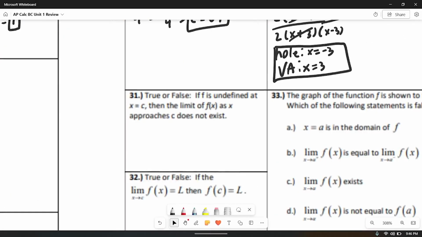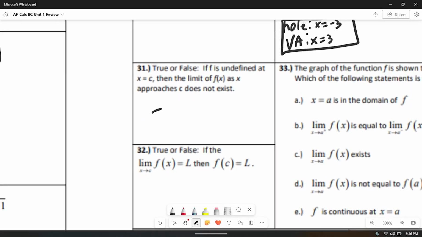Alright, true or false? If f is undefined at x equals c, then the limit of f of x as x approaches c does not exist. Well, that's not true, because we can have something like this. We can have it approach a hole. f is undefined here, but the limit does exist because it approaches the same place from both sides. This is going to be false.